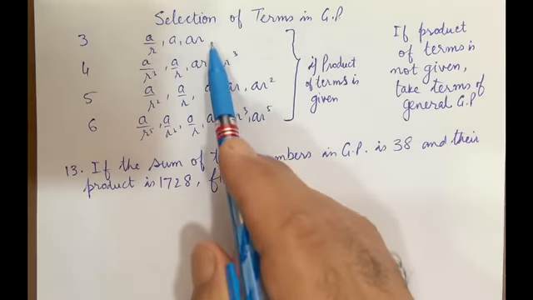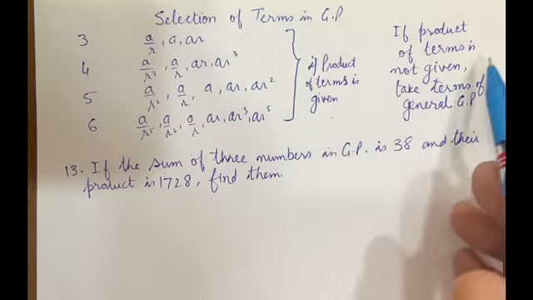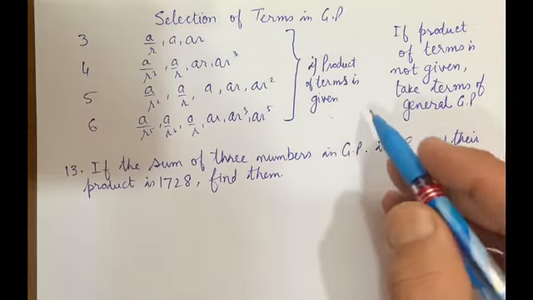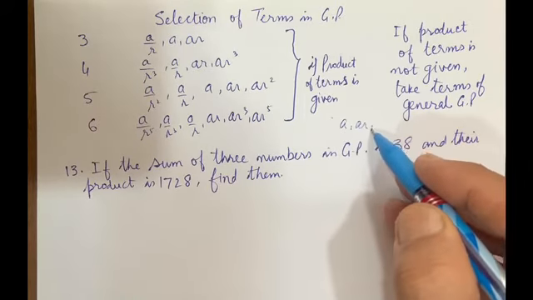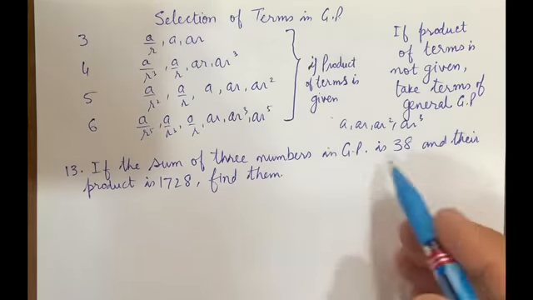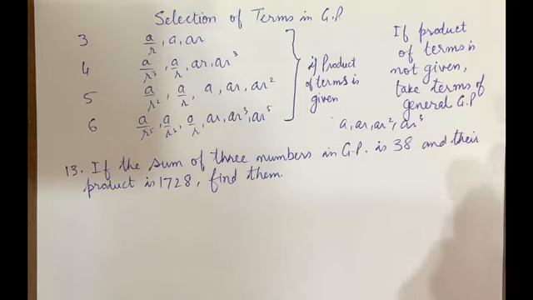So we use these terms when the product of terms is given. If the product is not given, then we take terms of the general GP. For example, if I want 4 terms, I will consider a, ar, ar square and ar cube. Similarly, for 3 terms, I will consider a, ar and ar square if the product of terms is not given.